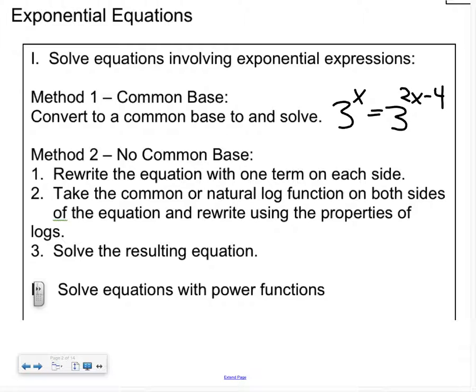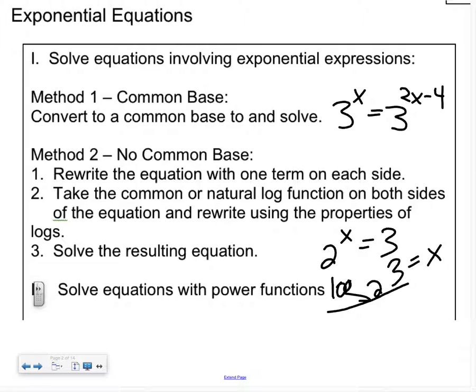Method 2, if I don't have a common base, I'm going to rewrite the equation with one term on each side. So I'm going to have something like 2 to the x equals 3. And then I'm going to take the natural log or the common log. Actually, because we have this log base on a calculator, I can use a calculator. So I would just write it as a log. So how would I write this in log form? Log base 2 of 3 equals x. And this is something I can plug in my calculator, okay?